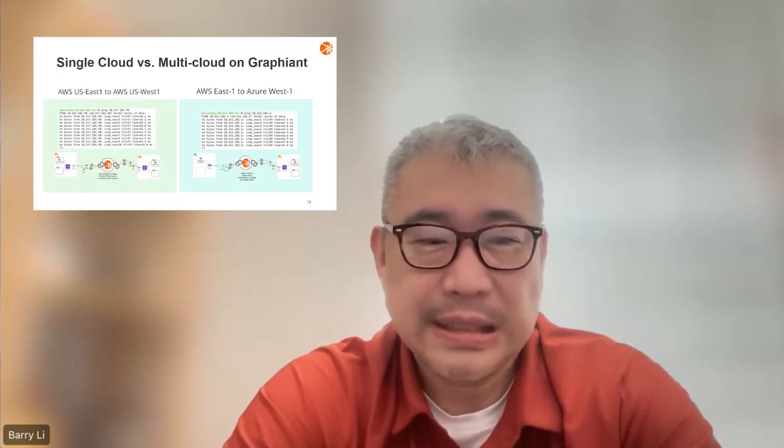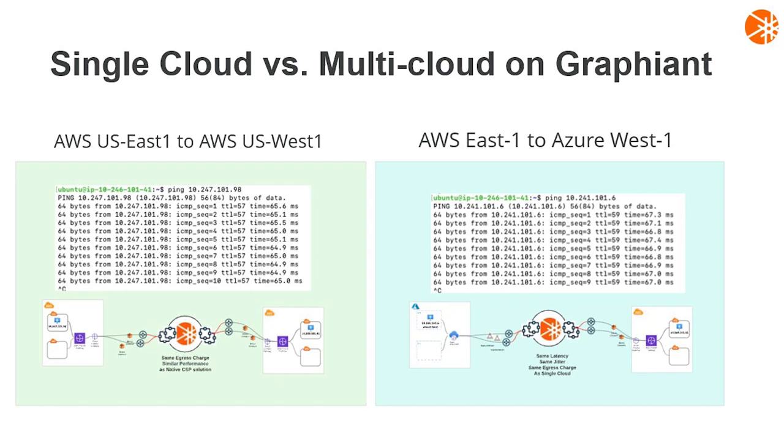And the next one that we documented is single cloud versus multi-cloud. So what we connected is AWS to AWS East-West, versus AWS East connect to Azure West. As you can see from the performance perspective, they are very, very similar. So our intercloud connectivity is just like a single cloud from the performance perspective. Not just from the latency, but also from the jitter perspective. As you can see, it's very consistent, always under 0.5 milliseconds for jitter.